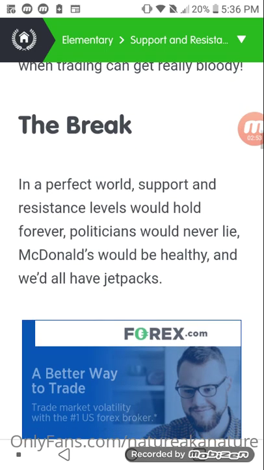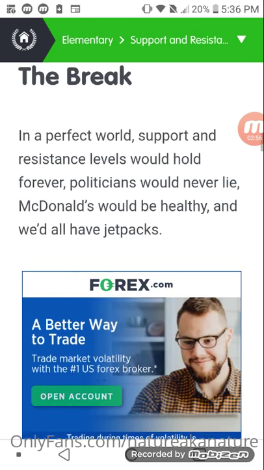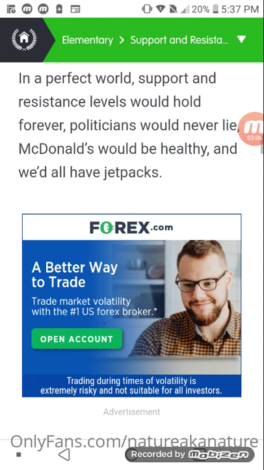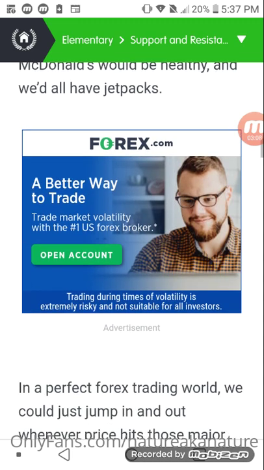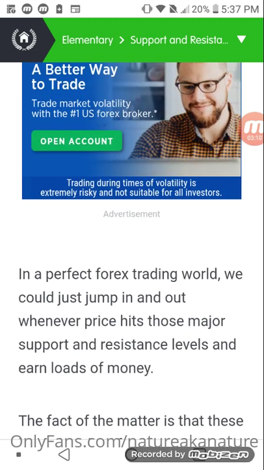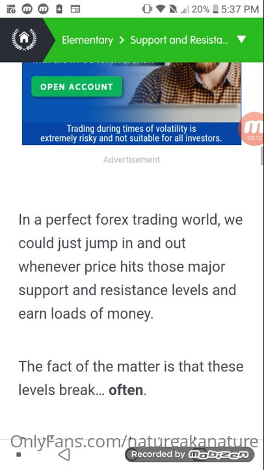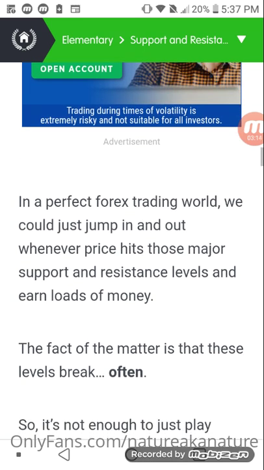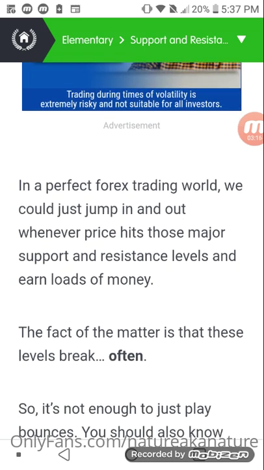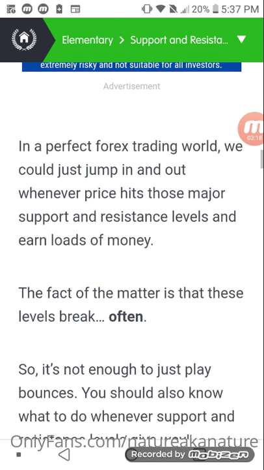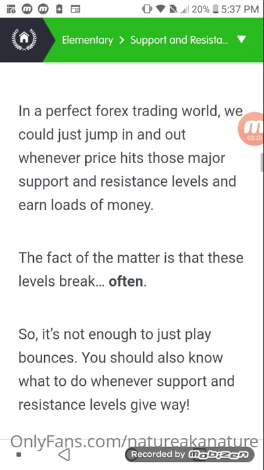The break is different. In a perfect world, support and resistance levels would hold forever. Politicians would never lie, and McDonald's and fast food would be healthy for you. And we would all have jetpacks and Lamborghinis. But in this perfect forex trading world, we can't just jump in whenever price hits those major support and resistance levels and earn a lot of money. In fact, the matter is that these levels break often.